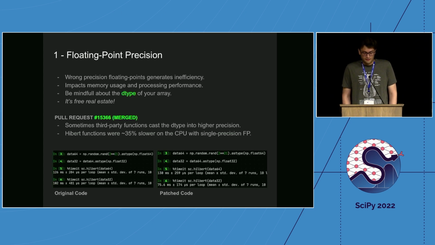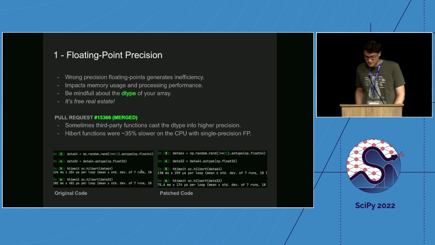Sometimes third-party functions will do this dtype casting to a higher precision when you don't want it to. That happened in the SciPy library, for example, here with the Hilbert function. When I fed it float 64 before the patch, it would take 126 milliseconds to process, and after the patch it's also around 130 milliseconds. But if I pass float 32, before the patch it takes 100 milliseconds, and after the patch it is 75 milliseconds.